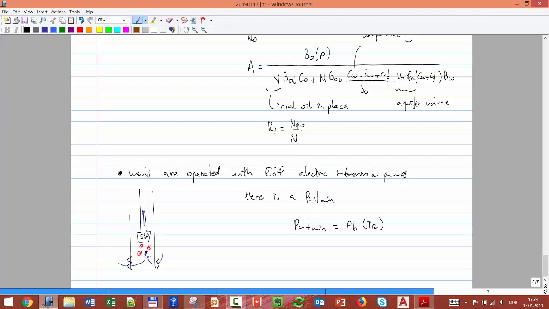So for the production from this well, I can say that the rate Q of the well will be J times PR minus PWF. This equation is valid when I have only flow of liquid, flow of liquid only.